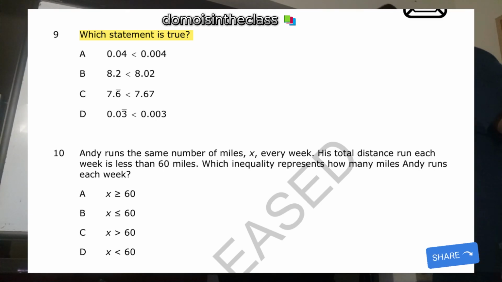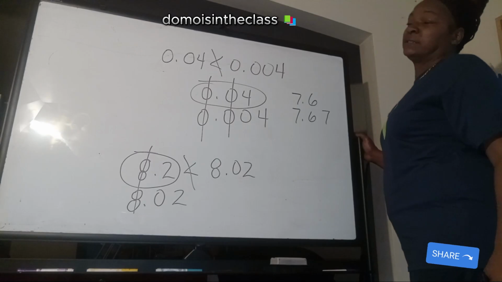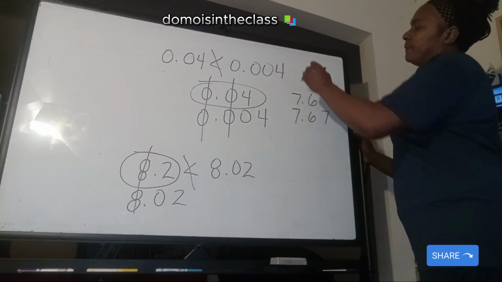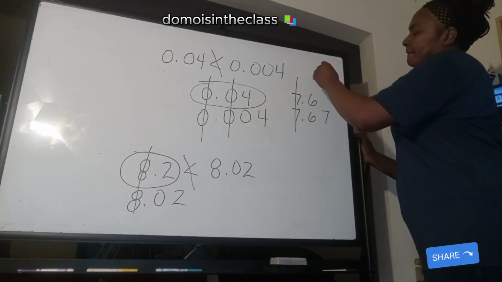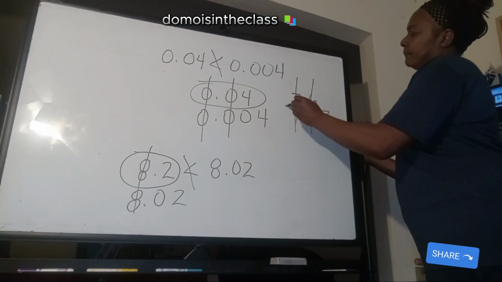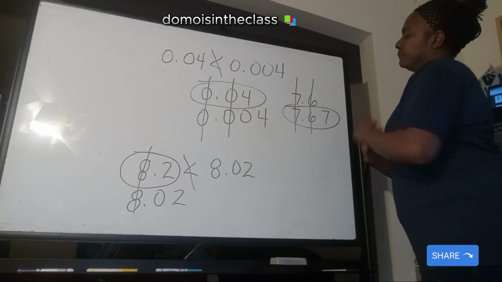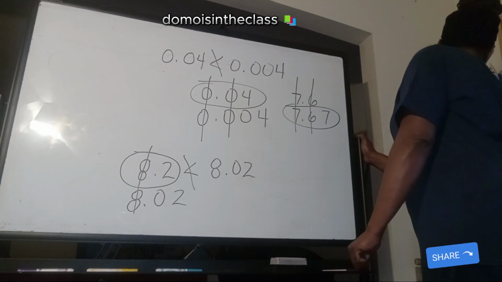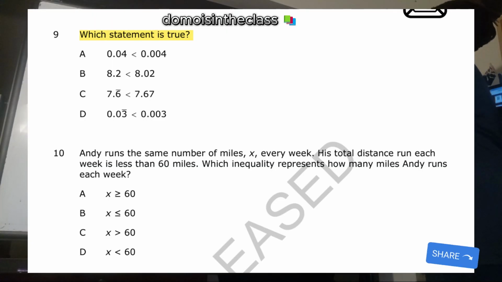All right, so now we have 7 and 6/10, and we have 7 and 67/100. So we're going to do the same thing to see which one is bigger, which one is smaller. The 7s are the same. The 6s are the same. And you have the 7. So 7.67 is greater. Exactly. And it says here that 7.6 is less than 7.67. So is that correct? Yeah.